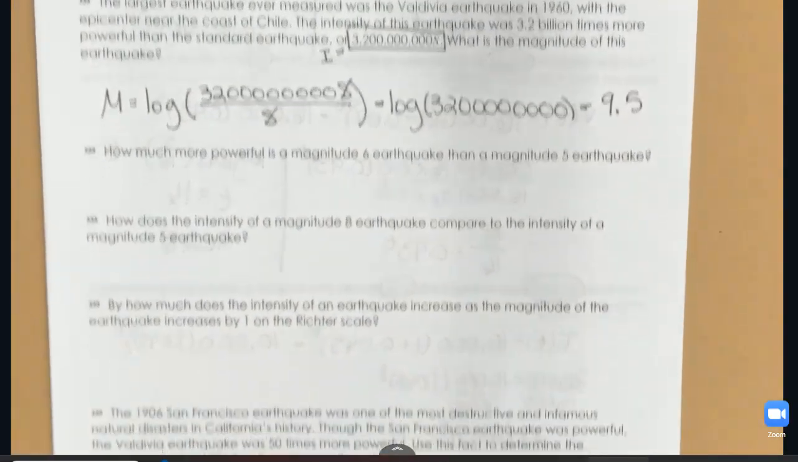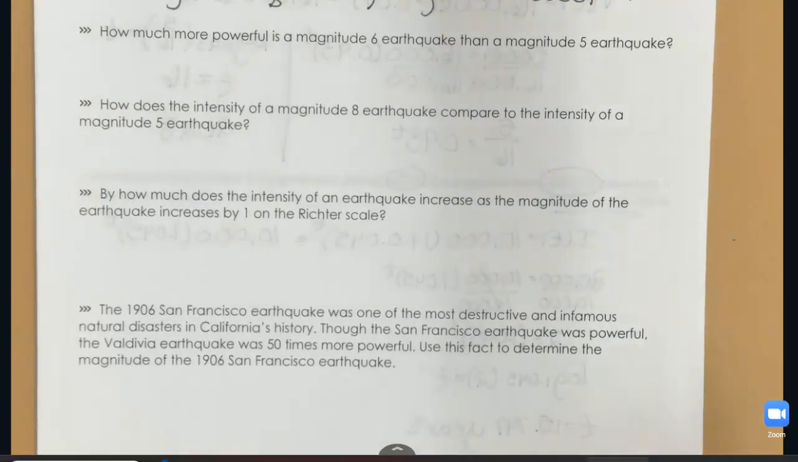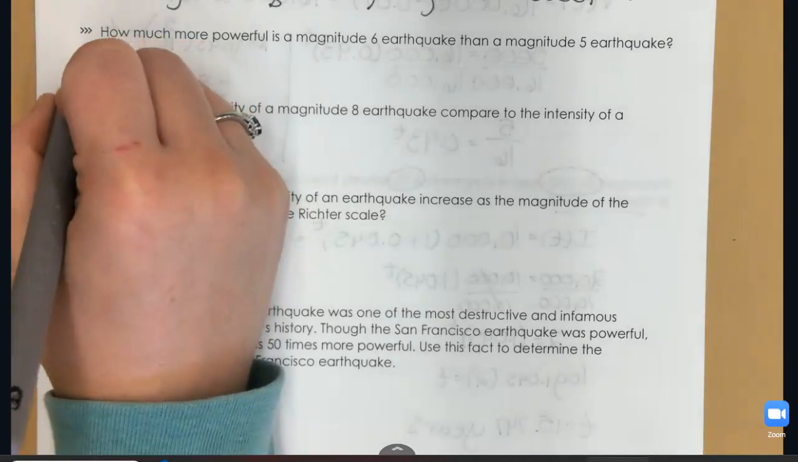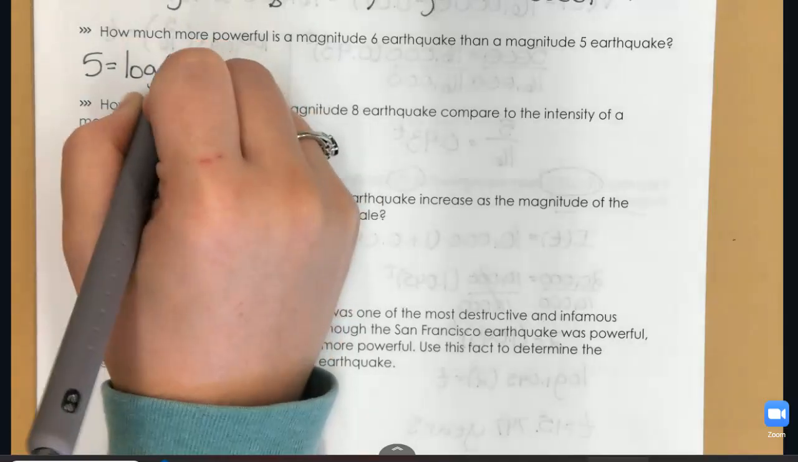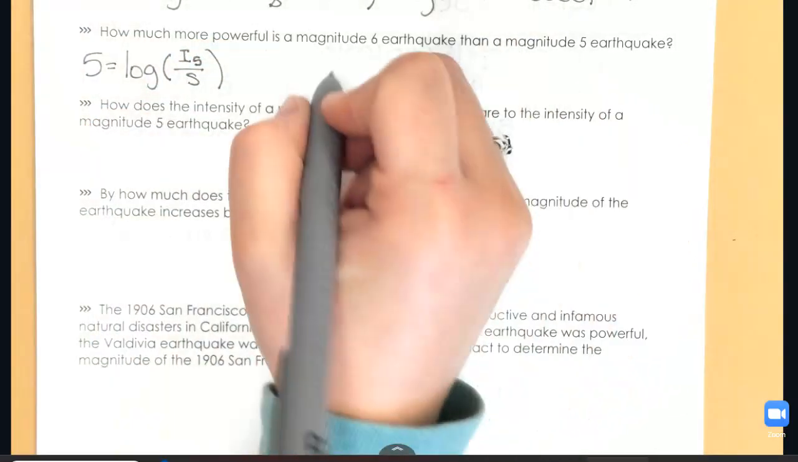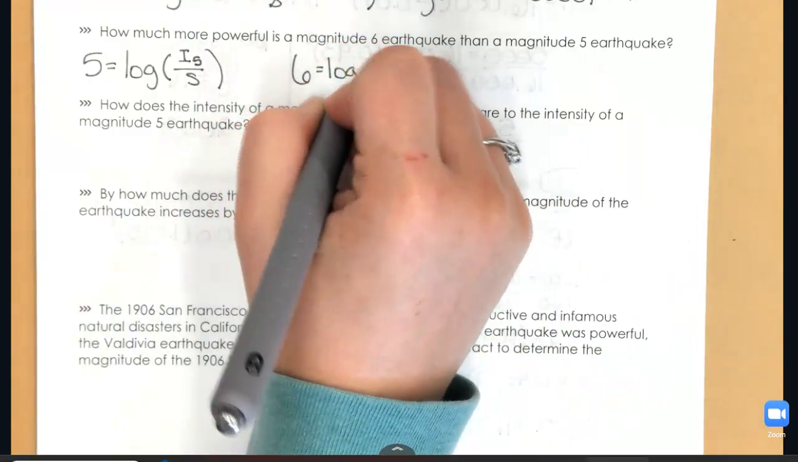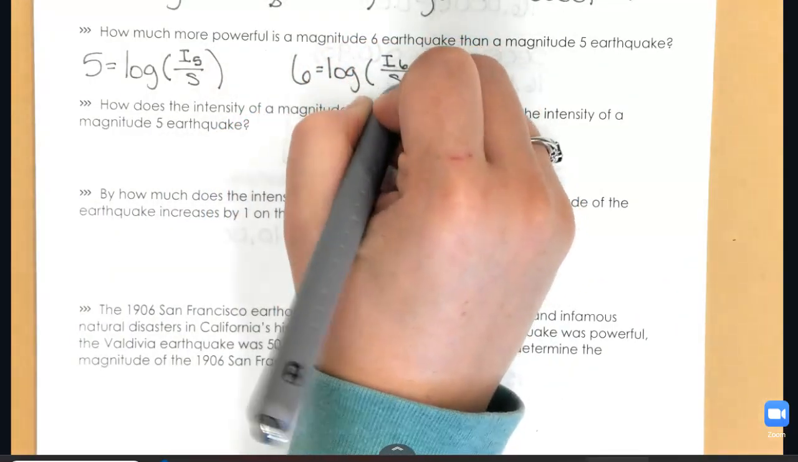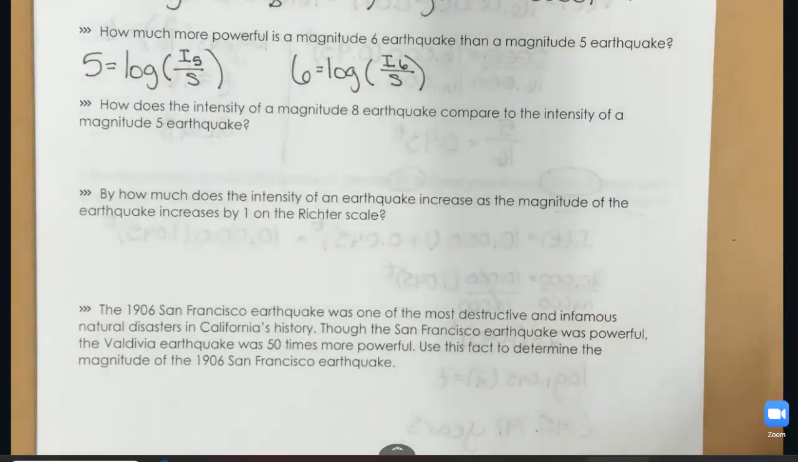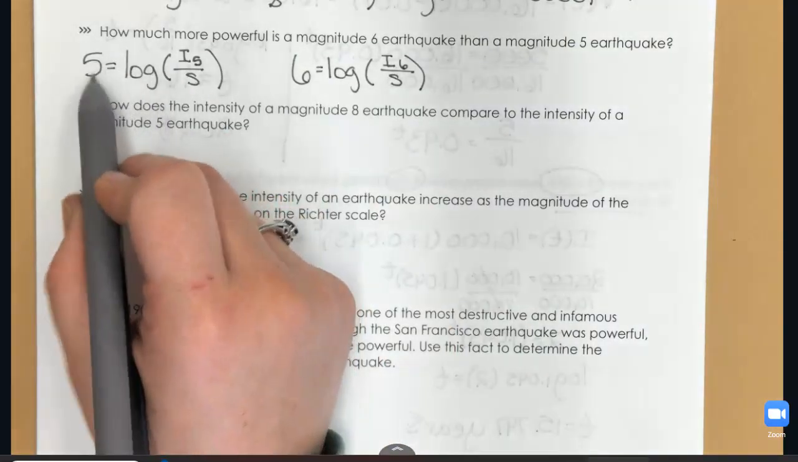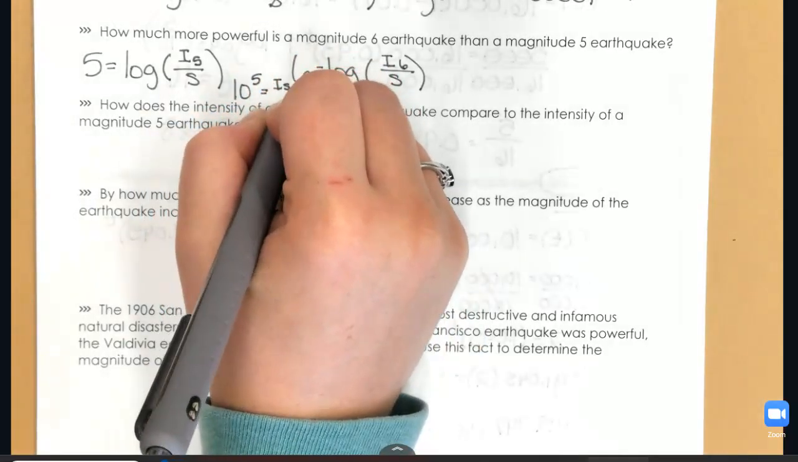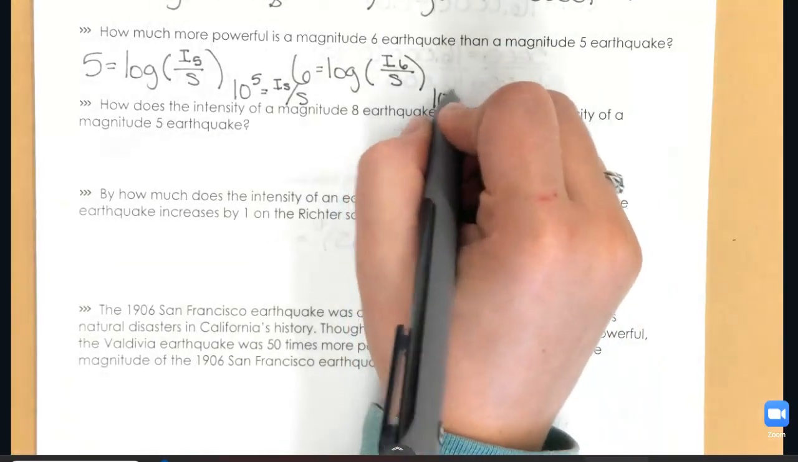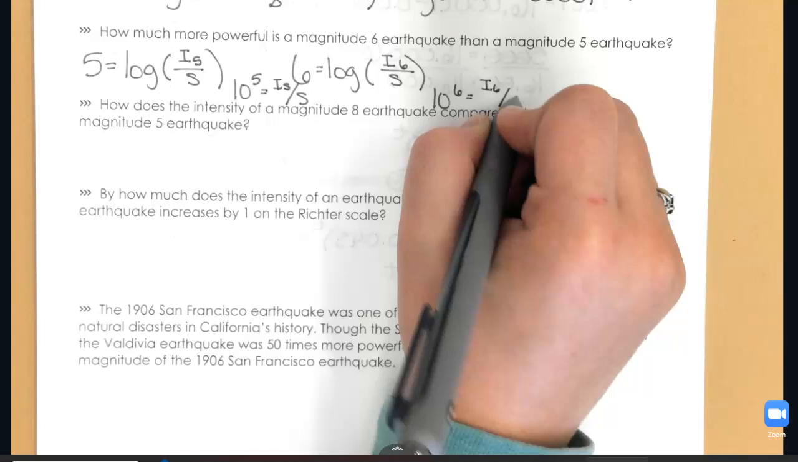Okay, how much more powerful is a magnitude 6 earthquake than a magnitude 5 earthquake? Well, if we're thinking about how we measure magnitude, if I have a magnitude of 5, that would mean I had the log of the intensity over S. And if I had a magnitude 6 earthquake, that would be the log of that intensity over the standard. So what this is saying is 10 to the 5th is equal to that intensity over the standard intensity, and this is saying 10 to the 6th is equal to that intensity over the standard intensity.